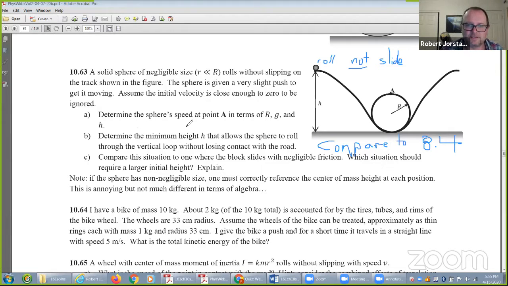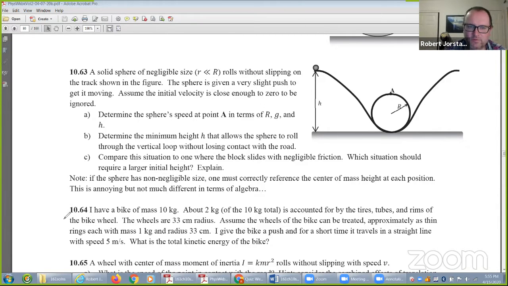Now, when I see this speed, immediately I'm thinking, do an energy problem. And then, oh, losing contact. Hey, losing contact. Immediately you're thinking set n equal to 0, I hope. And then we just address this one. All right. That's pretty good. So that's 10.63, just some notes on that one.